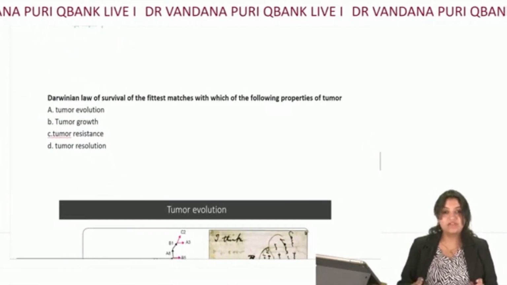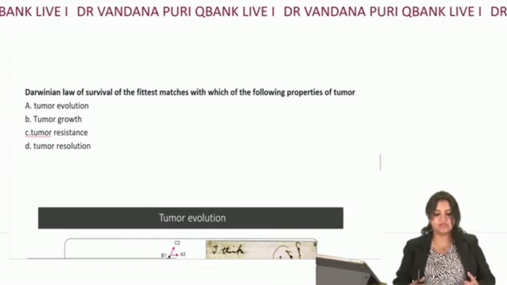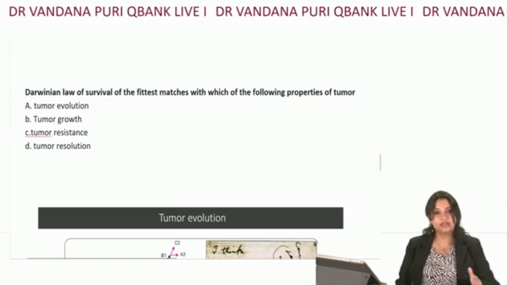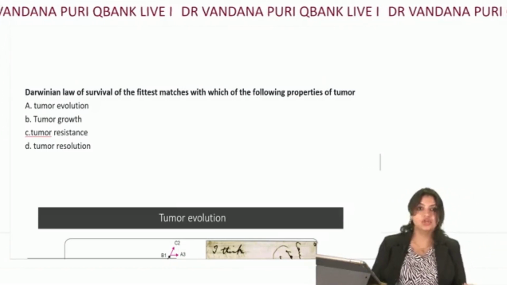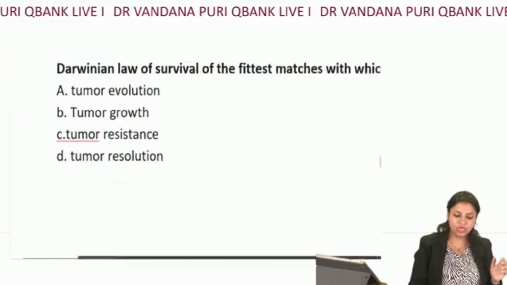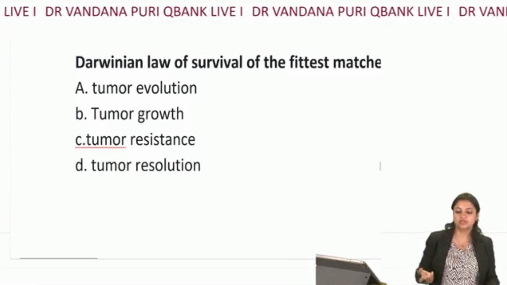Darwin's law of survival of the fittest matches with which of the properties of the tumor? Tumor evolution, tumor growth, tumor resistance, tumor resolution. So Darwin's theory correlates with which of these?